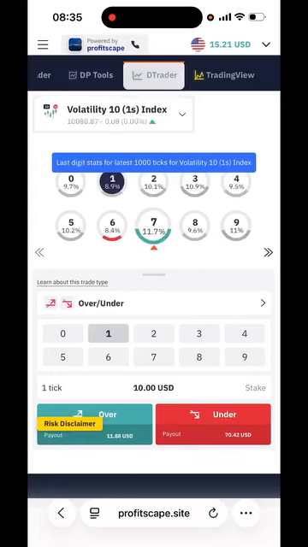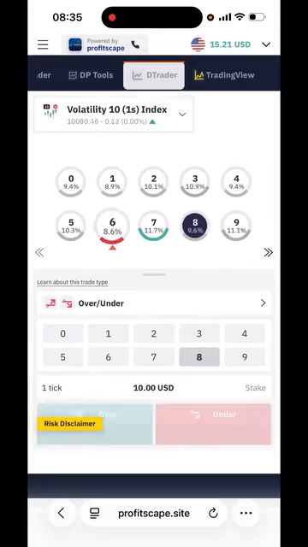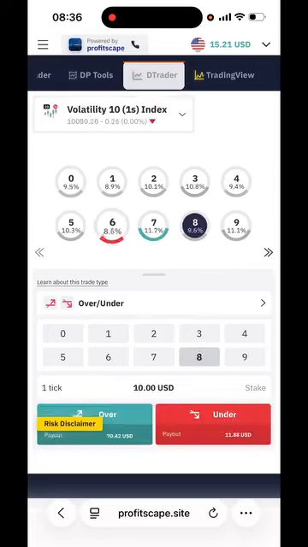So I'm looking for a good market to trade, either the under 8 or the over 1 strategy. Remember, when trading the under 8 or over 1 strategy, make sure that 0 and 1 are more than 10%, or 8 and 9 are above 10%, or one digit is above 10%. Here we are going to put our barrier digit at 8 because 9 is at 11.1 and 8 is at 9.6. One digit should be above 10% if you want to trade in that market.